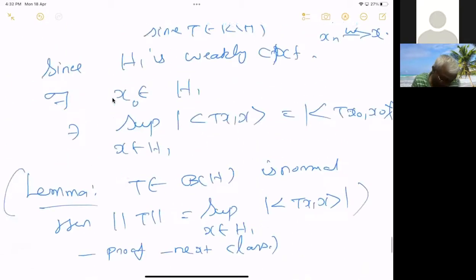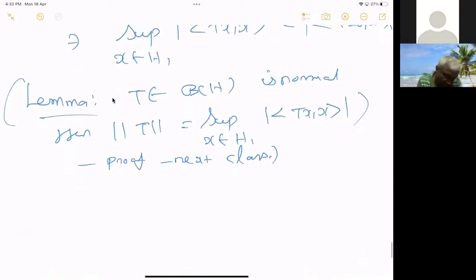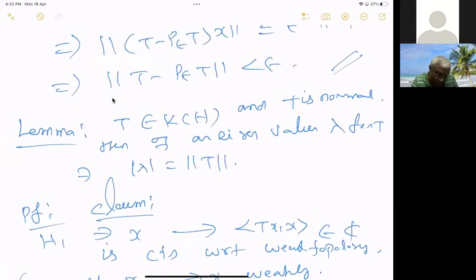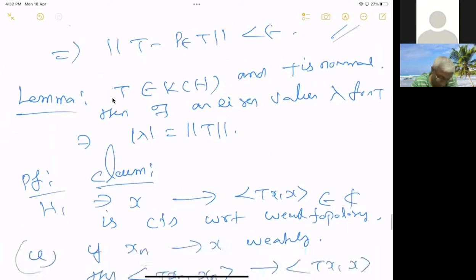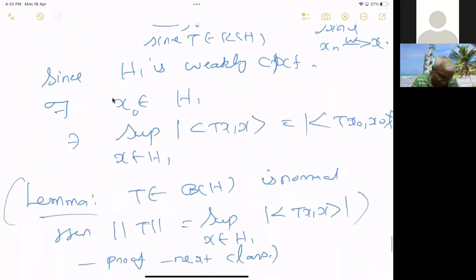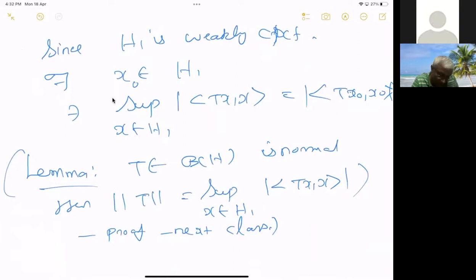So if the lemma is proved, let me recall the whole thing. We assume T is a compact operator and T is normal. Then we want to prove that T has an eigenvalue lambda such that mod lambda equals norm T. For that, we have proved that this function x going to Txx is continuous with respect to the weak topology. Since the unit ball is weakly compact, we have an x0 such that the supremum of Txx over x in H1 is equal to Tx0 x0.